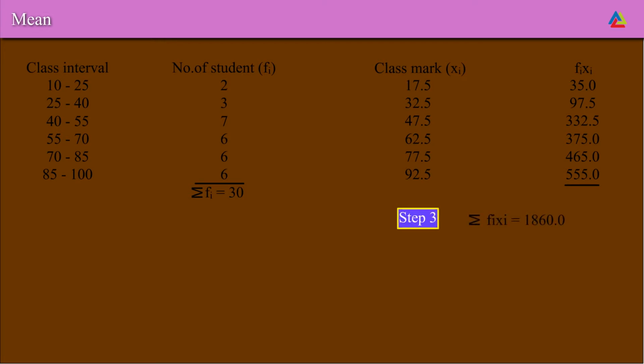Step 3 is to get fi xi by multiplying second and third column. Summation fi xi is calculated as 1860. Summation fi is 30. Fourth step is to calculate the mean of grouped data by formula summation fi xi upon summation fi. This method of finding mean is known as direct method.